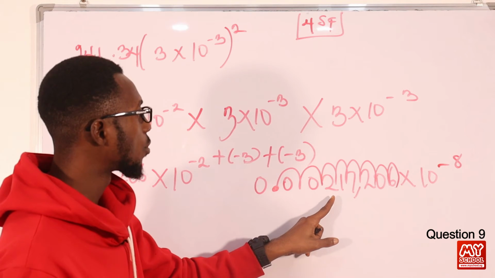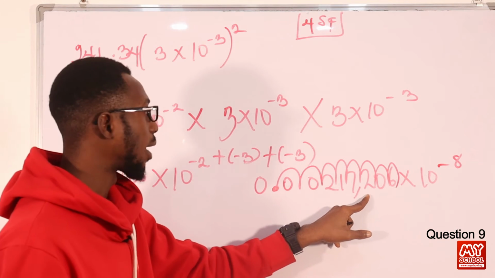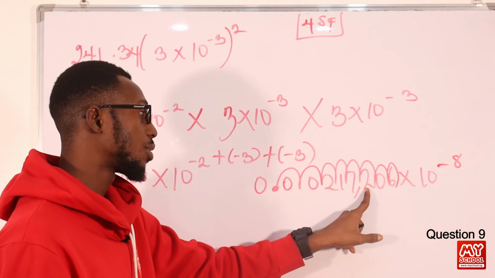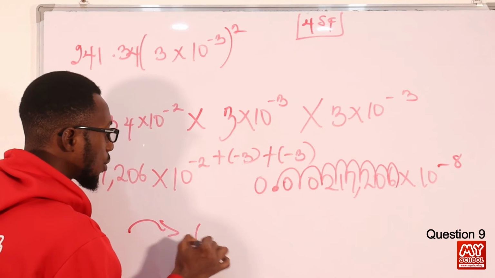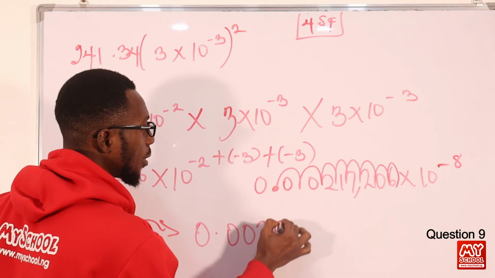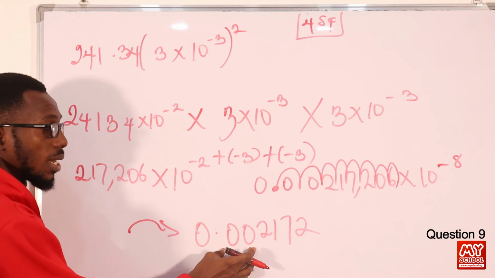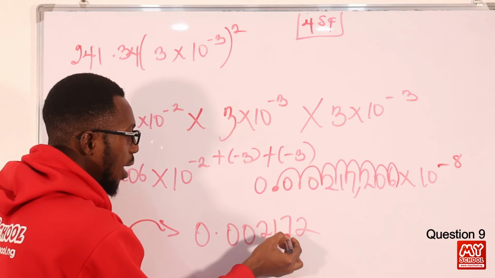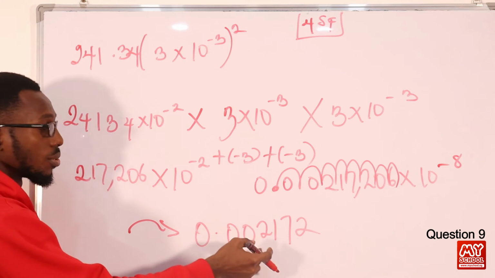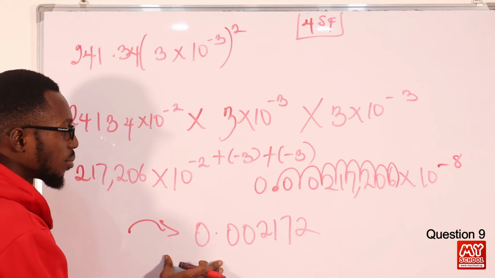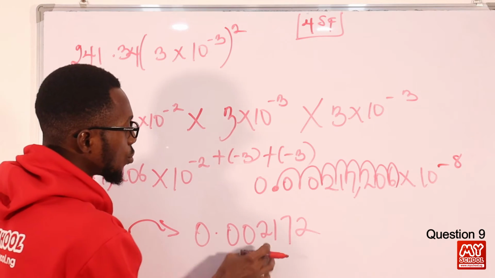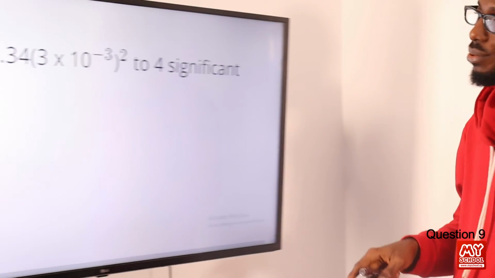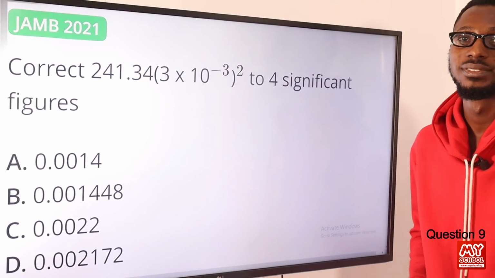So the 4 significant figures should be 217, then the next number. If I round up 6, it will become 1. The 1 will be rounded down, so it has something to give to these 2. So my 4 significant figures should be 002172. These zeros are not considered significant figures, okay? We're talking about non-zeros, right? Except we have a 0 around here, and because it's in between non-zeros, it becomes significant. So the correct option should contain 0.002172. Okay, let's move to the screen. 0.002172. So option D is the right option.